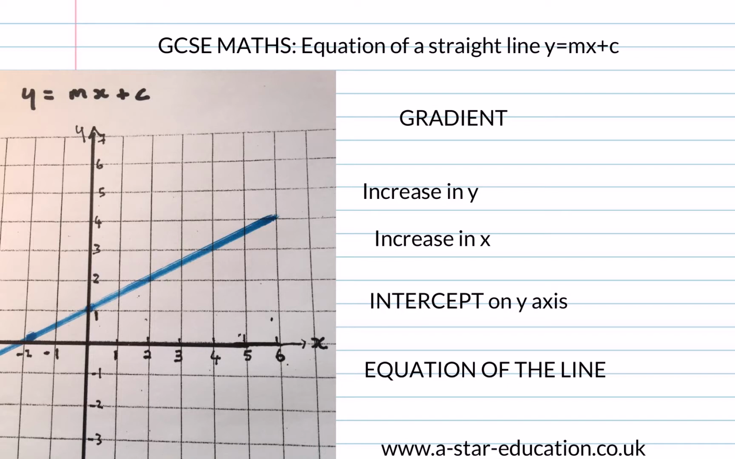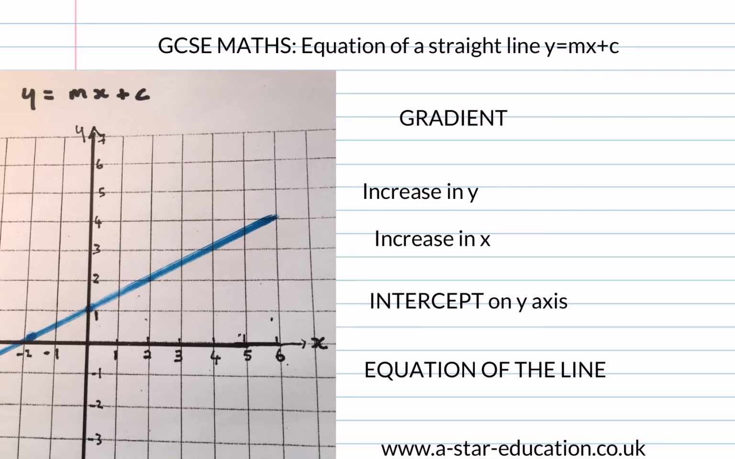There's a couple of things that we need to find to write the equation of the line. This is the equation of a line here, y equals mx plus c, and we need to find two things. We need to find m, and we need to find c. m is called the gradient. So let's have a go at finding out the gradient first of all.